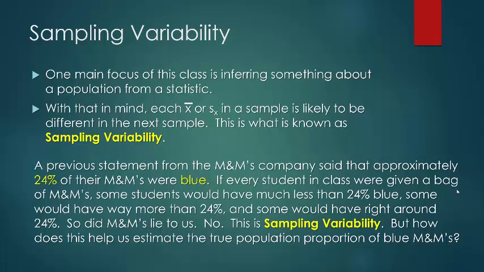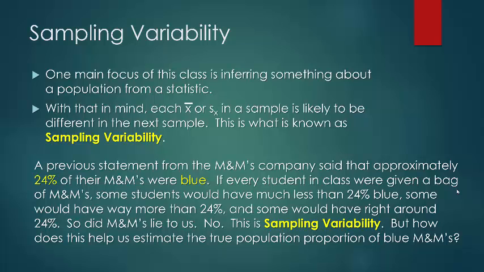Okay, sampling variability. One of the main focuses of this class is to figure out something about the population based on our limited experience and our limited availability in our samples. If we've had M&Ms and looked in the packages before, we've seen that some people have more blues than others, even in the same size package. When we're measuring something like that and it continues to vary from sample to sample to sample, that's called sampling variability. And that's okay.